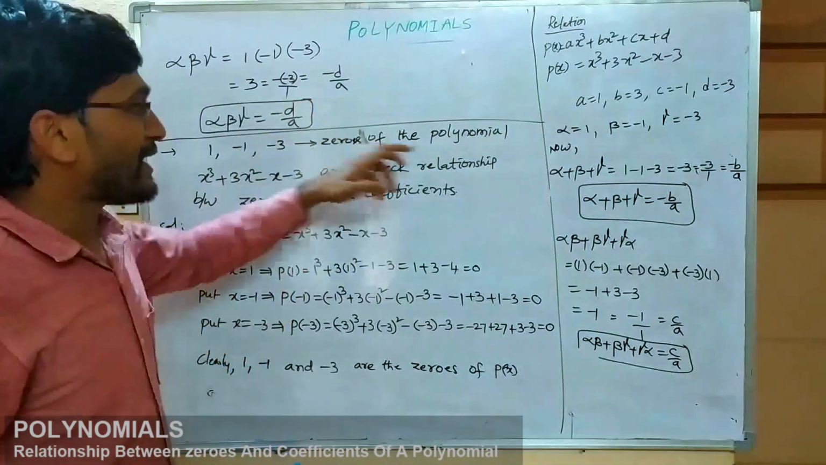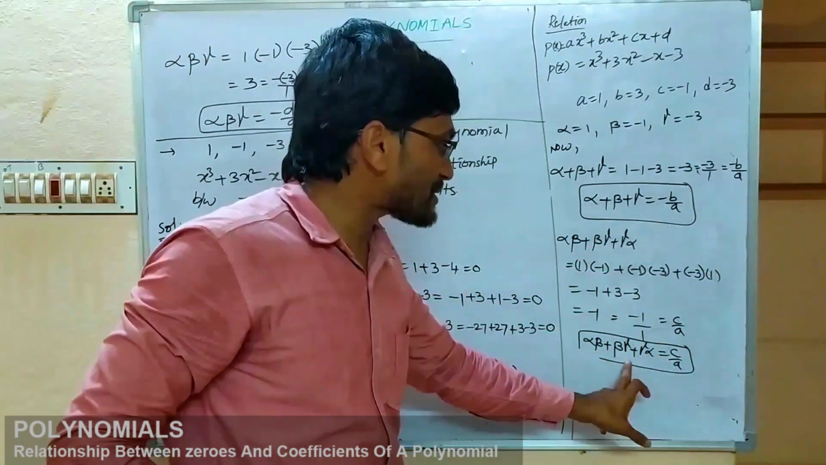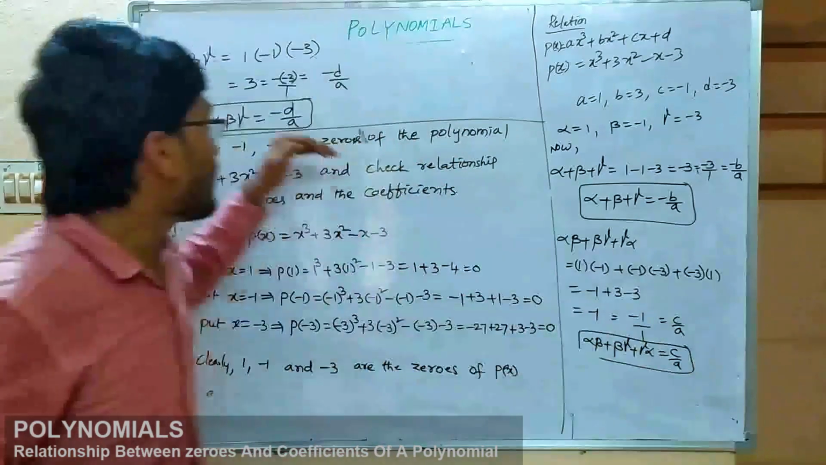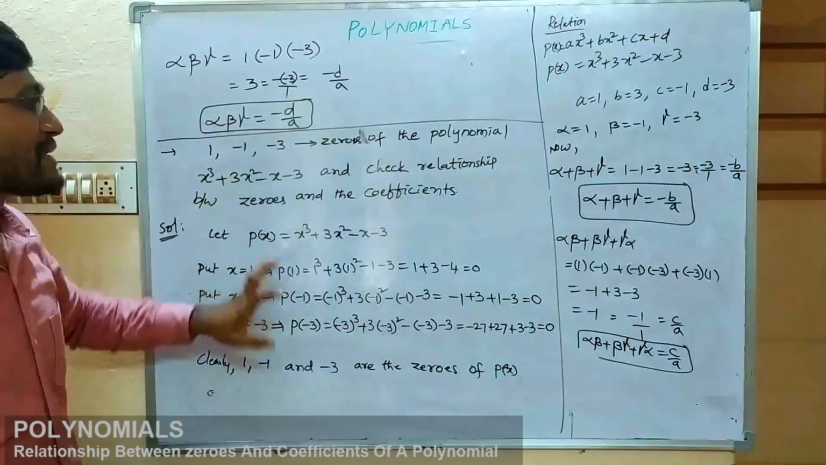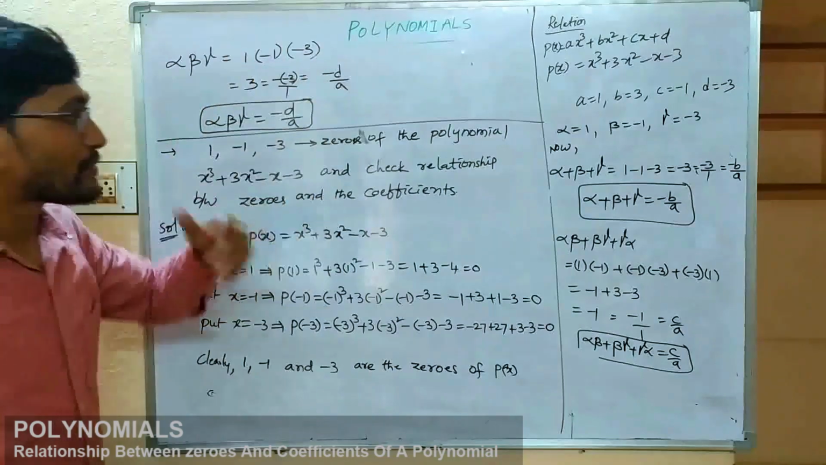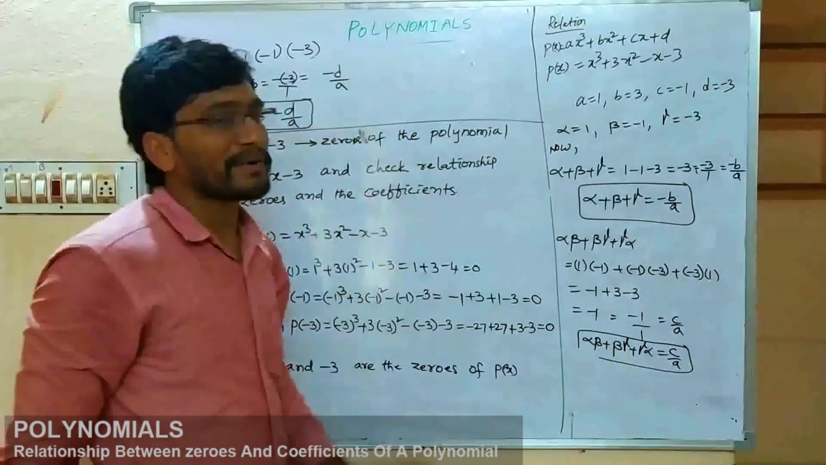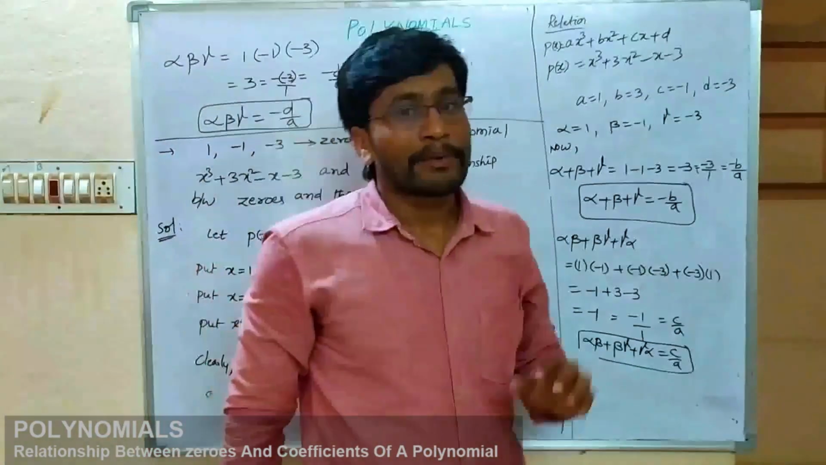So we verified alpha plus beta plus gamma is equal to minus b by a. Alpha beta plus beta gamma plus gamma alpha is equal to c by a. Alpha beta gamma is equal to minus d by a. So this is about this problem. So in this video we discussed the relationship between zeros and coefficients of a polynomial.